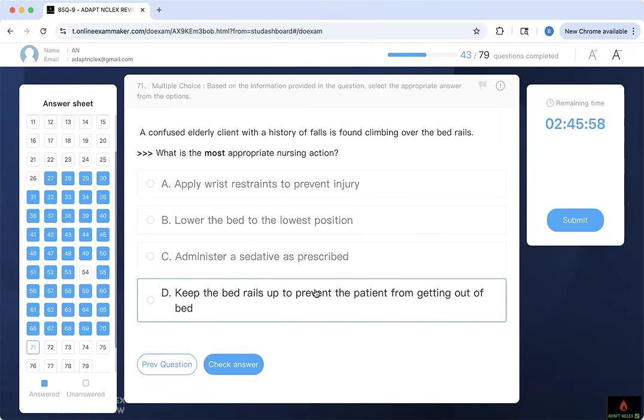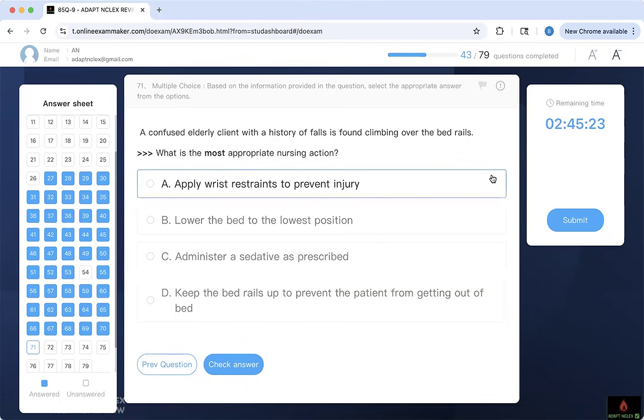A confused elderly client with a history of falls is found climbing over the bed. You can see safety can be hard, but you got it. I'm showing you the tricks to pay attention to which one is going to harm the patient. What is the most appropriate nursing action? History of falls, found climbing over the bed. What would you do? Stop it? Apply restraint to prevent injury? Lower the bed to the lowest position? Administer a sedative? Keep the bed raised up to prevent the patient from getting out of bed? It's a trap.